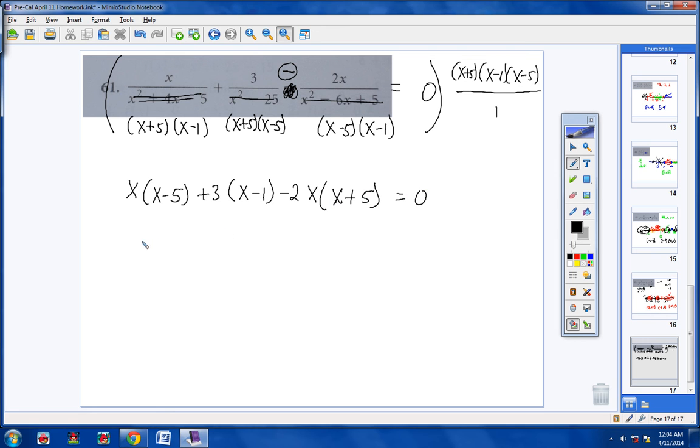And all of that equals 0. So let's quickly simplify. I would have x squared minus 5x plus 3x minus 3 minus 2x squared minus 10x equals 0. Now if we combine, we're left with negative x squared, a negative 12x, and then a constant term of, I believe, negative 3.